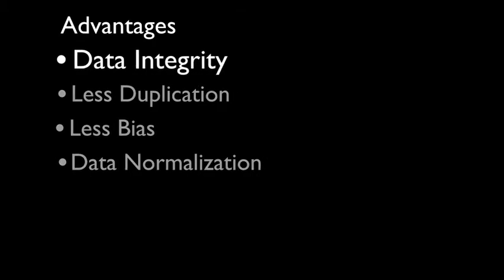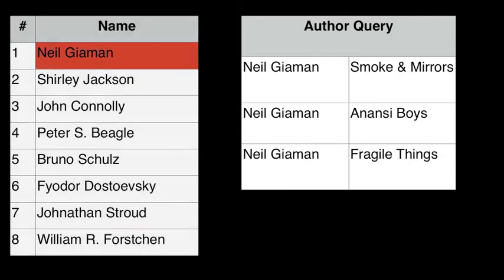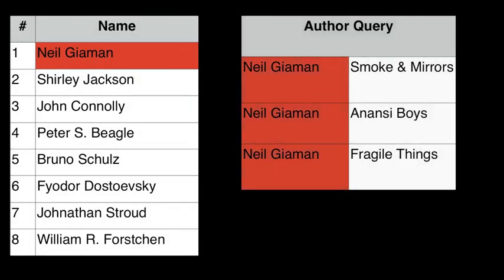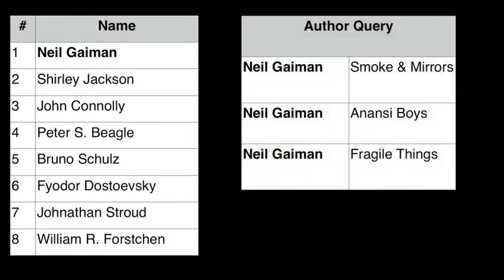One is greater data integrity. In a proper relational database, all data is put in only one place, and all queries and records that use that data get it from that same place. So if you need to update or correct some data, you need to do it only once, in only one place, and every record that references that data is automatically updated.